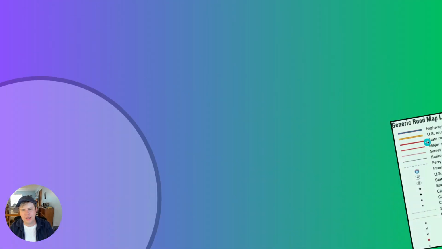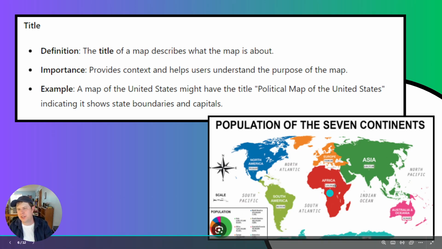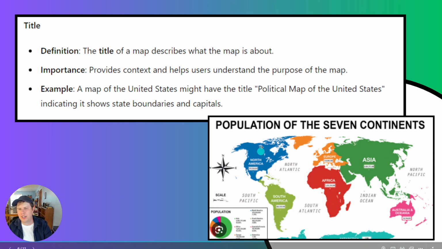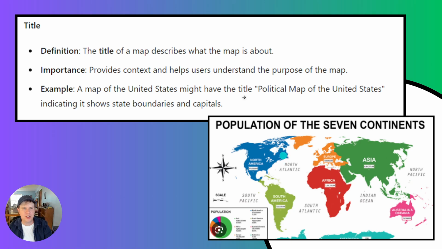Let's go ahead and look at something that is not necessarily a tool, but is extremely important, and that is the title. The title of a map describes what the map is about. For example, if we look at this map down here at the bottom, it says population of the 7 continents. It has the population divided up. It's got the numbers. You can't see them because of the quality of it, but it has the continents in different colors so that you can see it, and then sort of a pie chart down here at the bottom so that you can coordinate it together and easily identify the continent and the population.